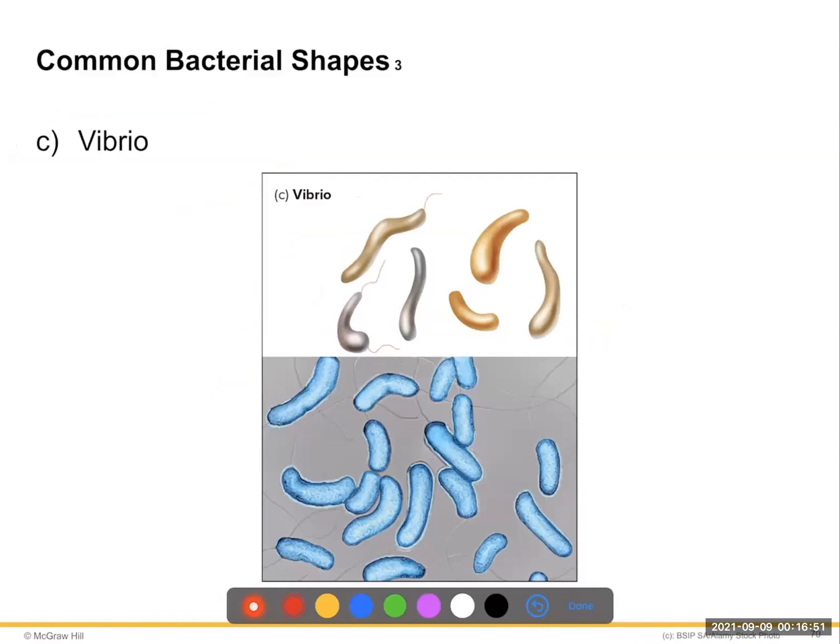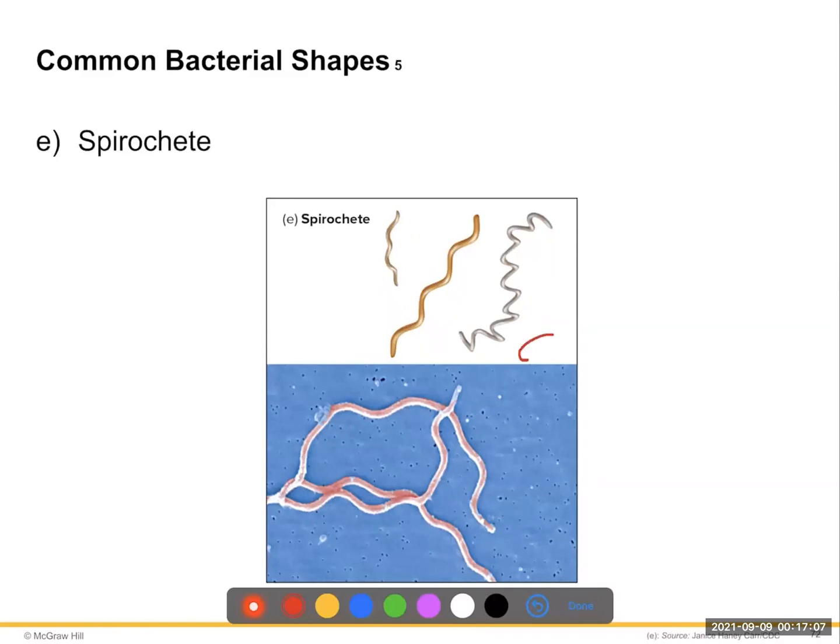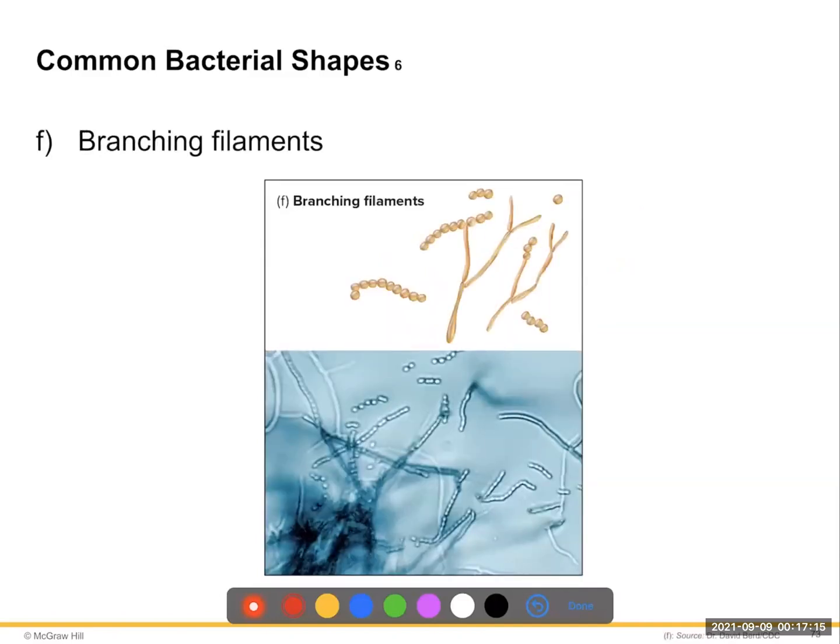Vibrio are curved. See how they curve around there? You can see the curves in the bacteria. Spirillum are spirals. You can see how the spirals go across here. And the spirochetes are like a spring that winds. They go around. And you also have branching filaments, just like we had with glycogen storage. And then they branch. And the cocci build up on that. So you have all different types of shapes. Those are just some basic ones.